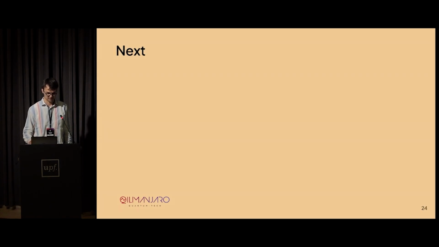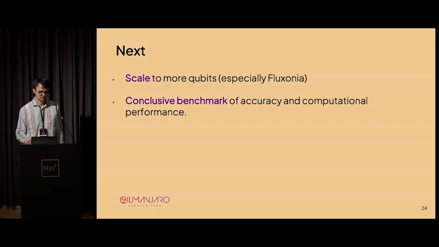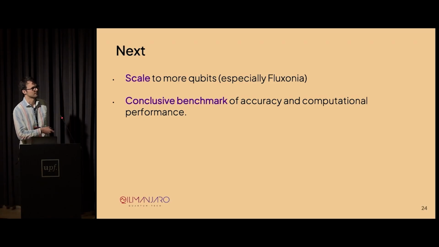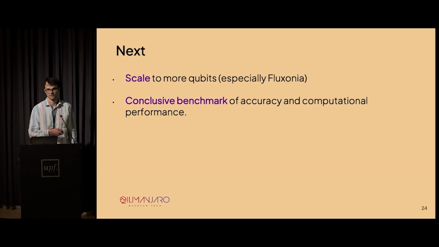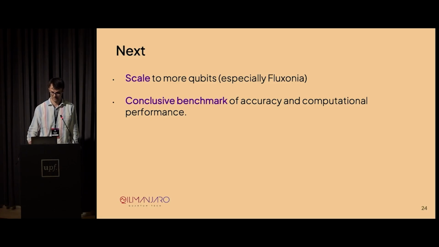And then we want to scale to more qubits, especially fluxonia. And then we want to also make a conclusive benchmark on the accuracy, so to really show that the accuracy is higher. For now, we claim this because, from the approach, it seems reasonable, but we want to also show this in our results. And then also on the computational performance, to understand which kind of systems we can reach.